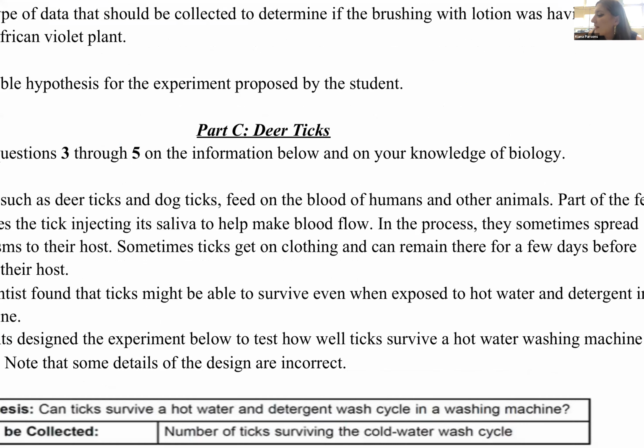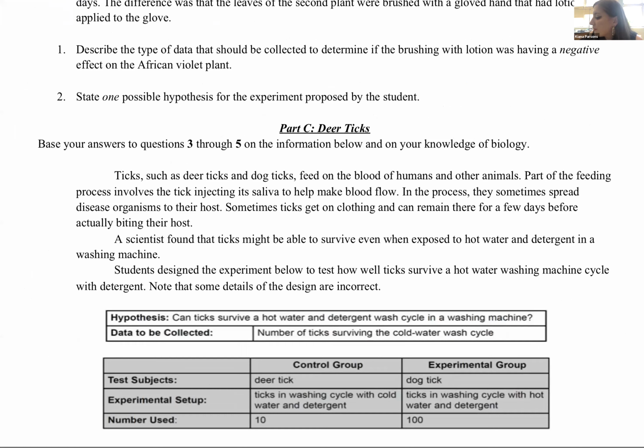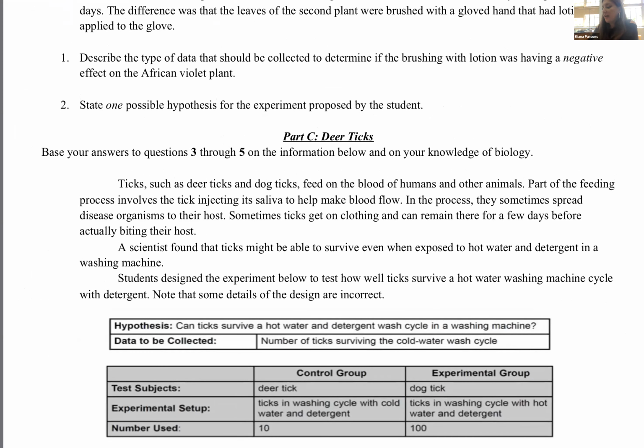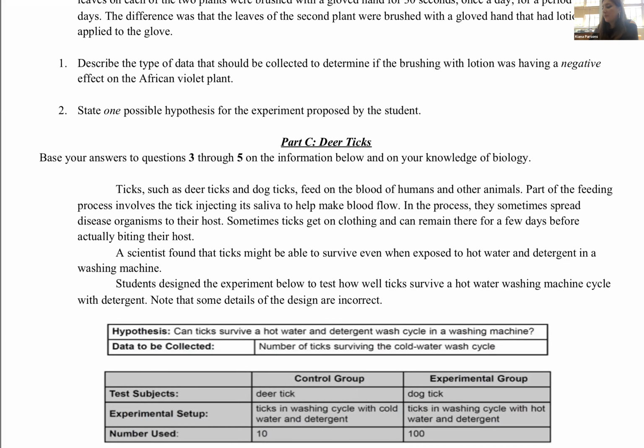Part C, deer ticks. Base your answers to questions 3 through 5 on the information below and on your knowledge of biology. Ticks, such as deer ticks and dog ticks, feed on the blood of humans and other animals. Part of the feeding process involves the tick injecting its saliva to help make blood flow. In the process, they sometimes spread disease organisms to their host.